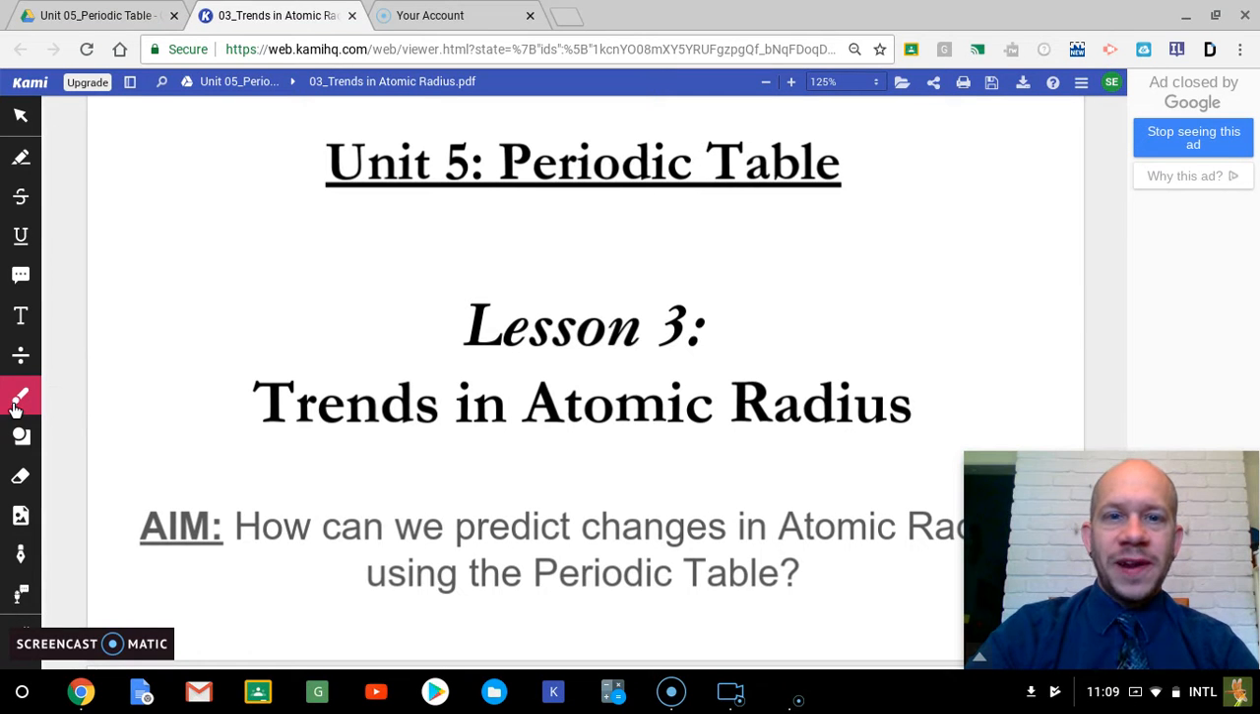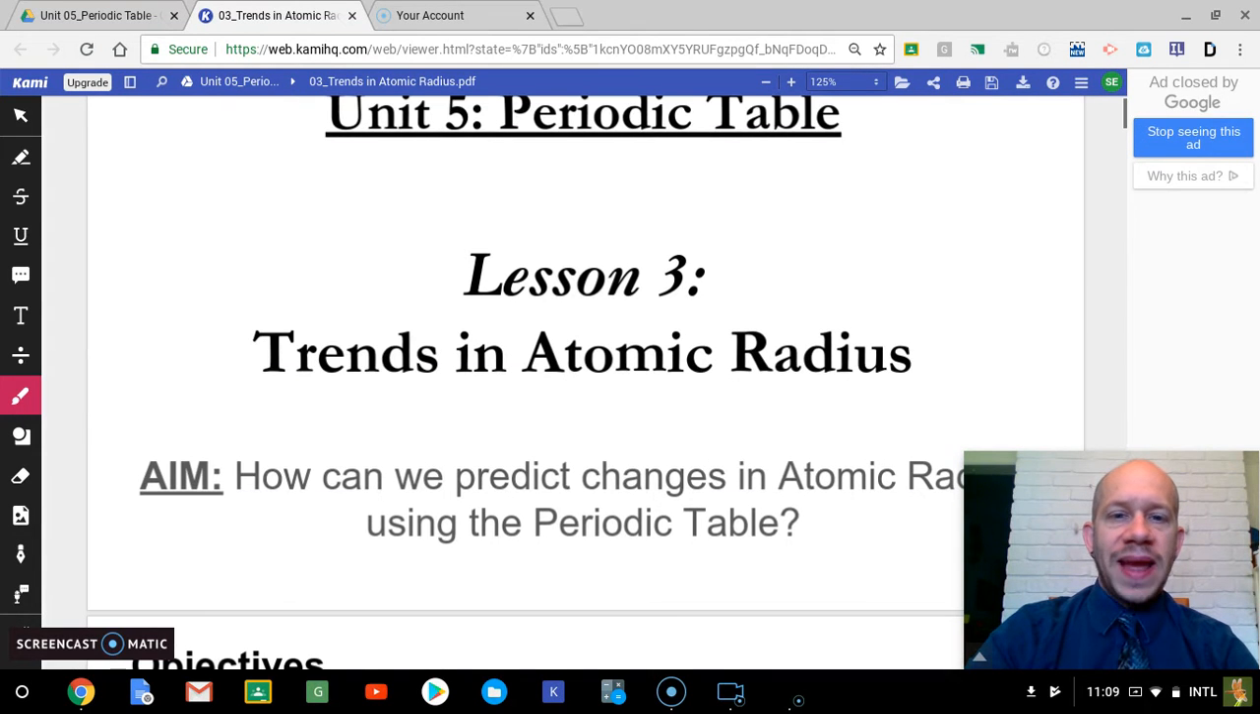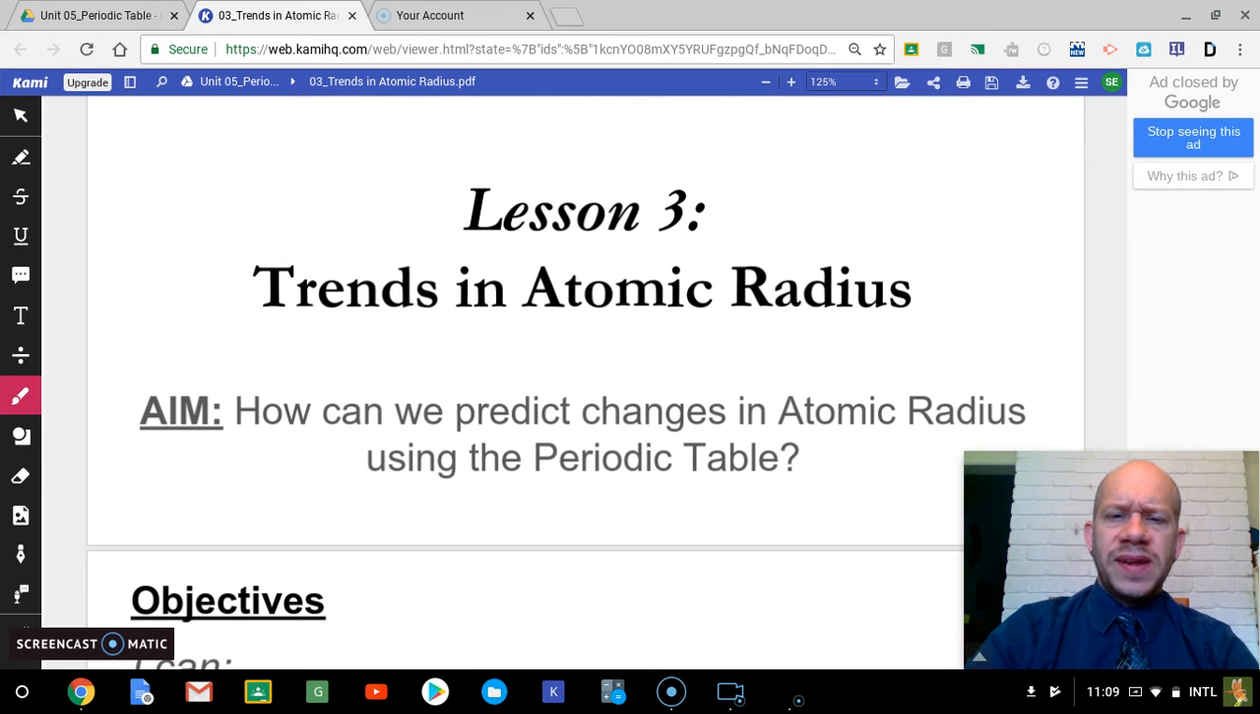This is Unit 5, Periodic Table, Lesson 3, Trends in Atomic Radius. How can we predict changes in atomic radius using the periodic table?